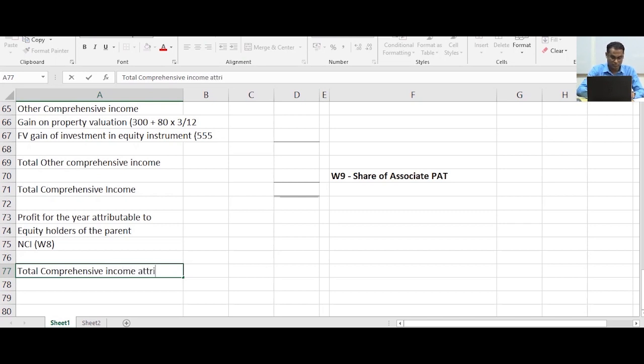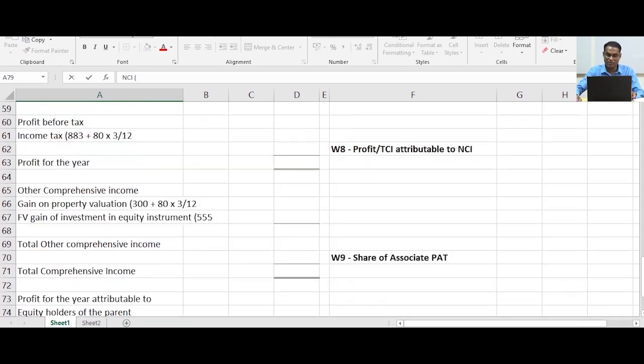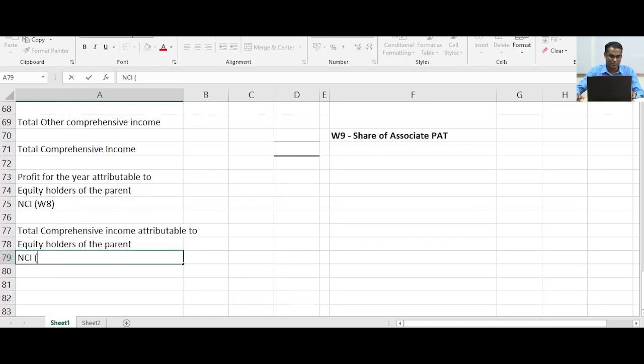attributable to two parties, equity holders of the parent and non-controlling interest. Again, total comprehensive income attributable to non-controlling interest also you derive from working number 8. You derive this figure also from working number 8. So that's the importance of having the workings properly. Then you can easily take the numbers. Right, so we have put the information into the relevant section.